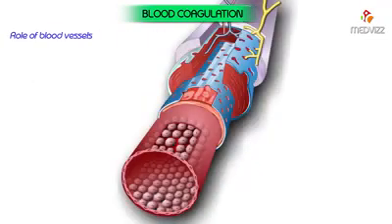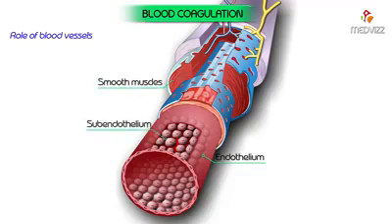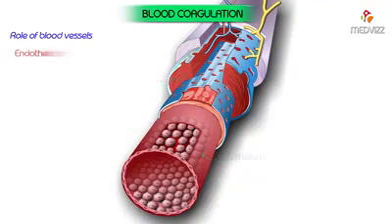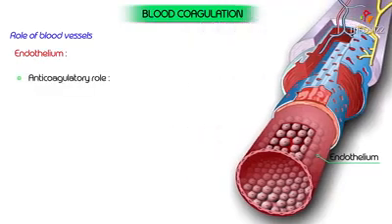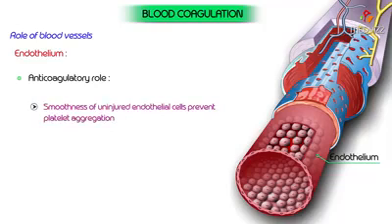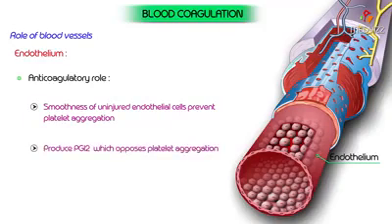Role of blood vessels. The role played by endothelium, subendothelial tissue, and smooth muscles of the media of blood vessels in the coagulation and hemostasis mechanism is summarized as follows. Endothelium plays both anticoagulatory as well as coagulatory roles. Anticoagulatory roles played by endothelium are: the smoothness of uninjured endothelial cells prevents platelet aggregation. Endothelial cells produce a prostaglandin, which is PGI2, which opposes platelet aggregation.